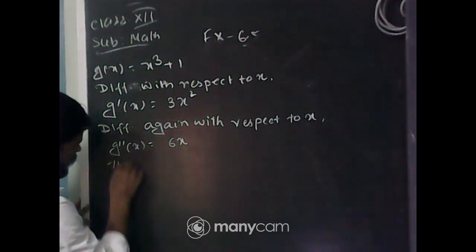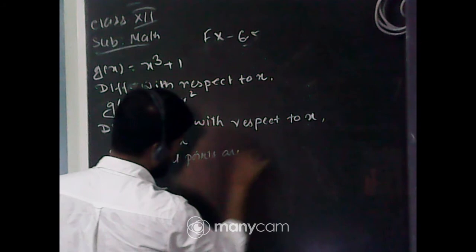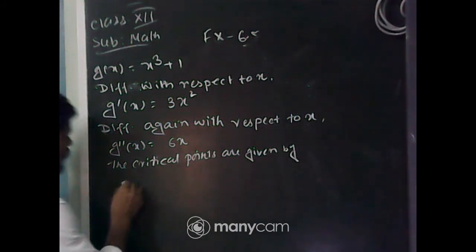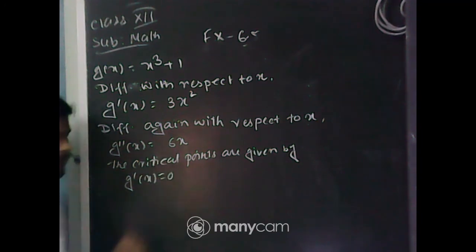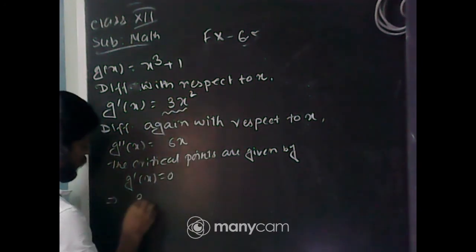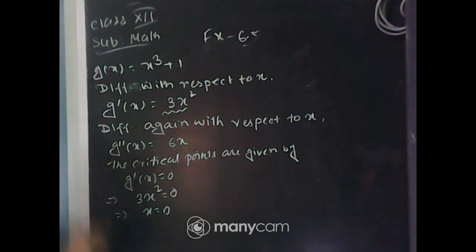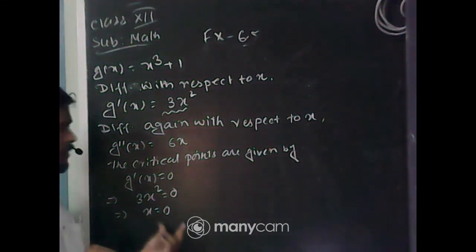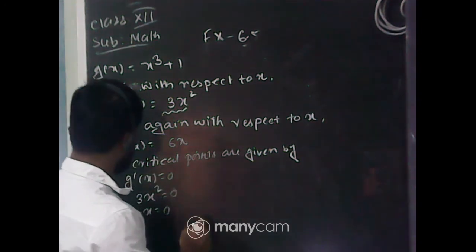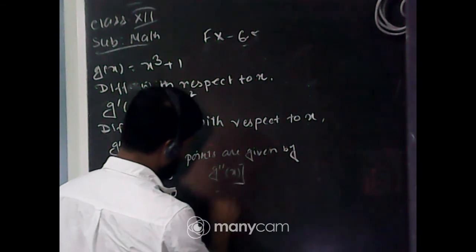Now find the critical point. Therefore the critical points are given by g dot x is equal to 0. That implies 3x square is equal to 0, which means the value of x is equal to 0. So 0 is the critical point of the function. Now we'll find the value of g double dot x at the critical point, at x is equal to 0.